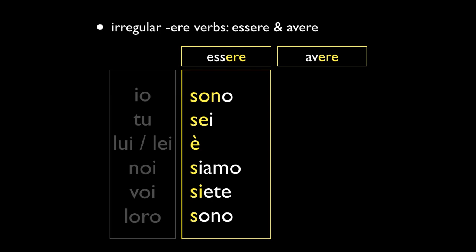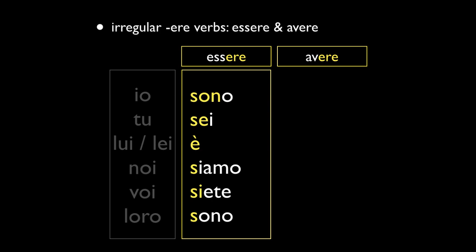At any rate, the forms of essere are sono, sei, è, siamo, siete, sono. I am, you are, he, she, it, and you formal is. We are, you all are, and they are.